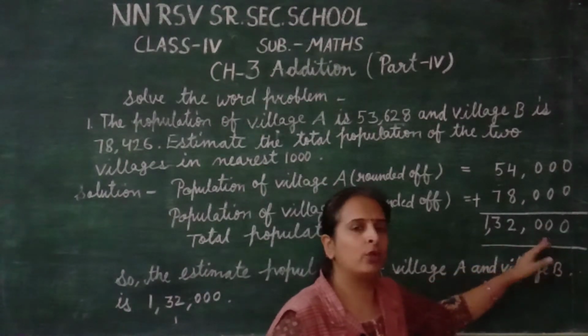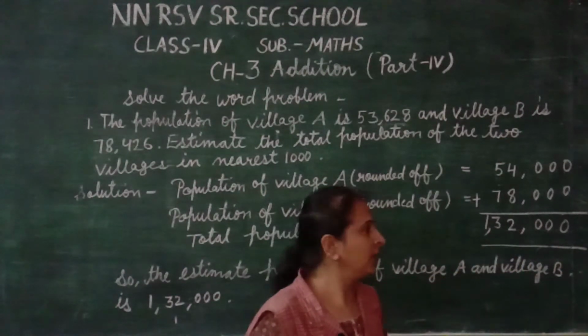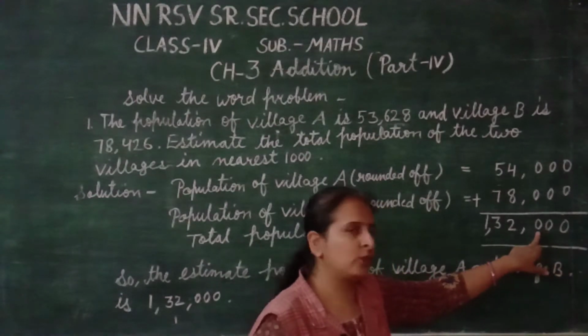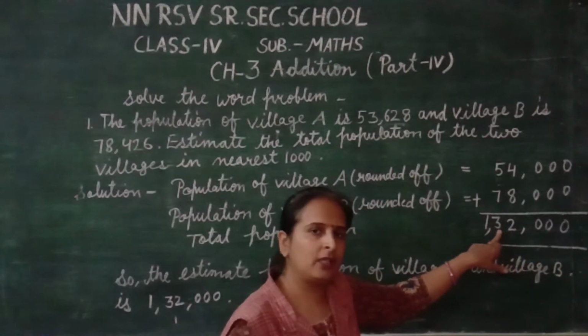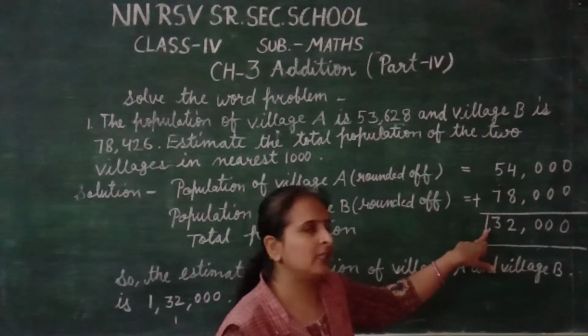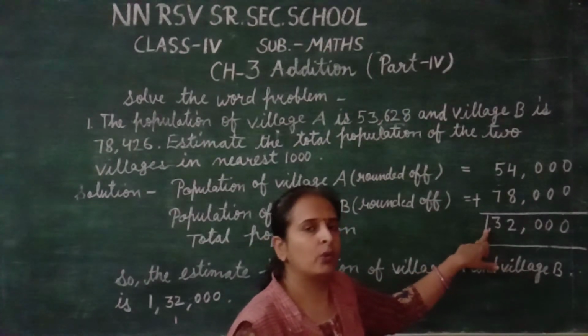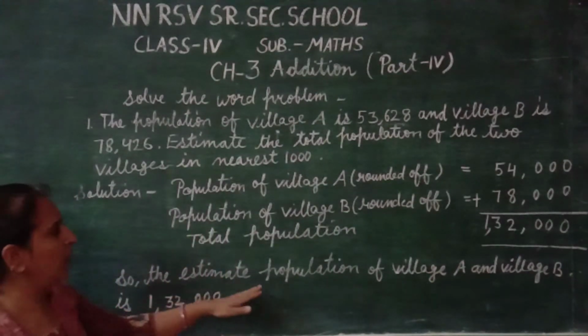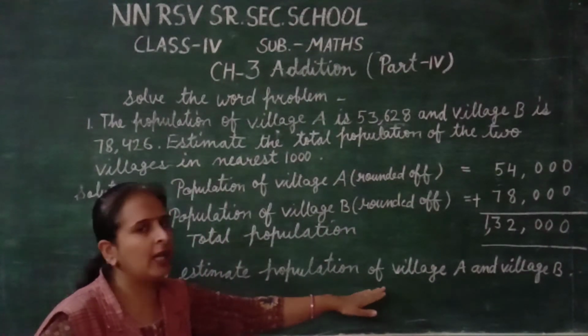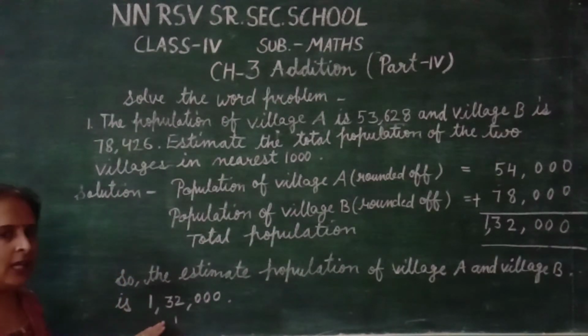And we have to put commas also. The last 3 digits go in the ones period, the next 2 digits in the 1,000 period, and the remaining 1 digit in the lakh period. So we can say the estimated population of villages A and B is 1,32,000.